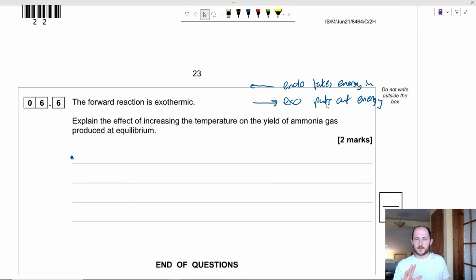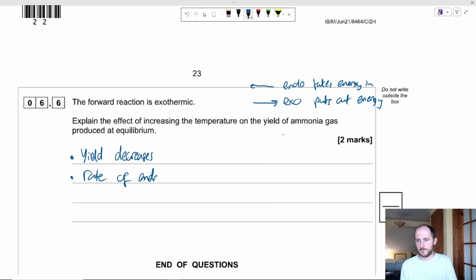So I hope that makes a bit of sense. So the breakdown of ammonia gas will speed up, which means the yield will decrease because you have less gas. It's breaking down faster. I hope that makes sense. So the yield decreases because the rate of the endothermic reaction increases. I'm hoping that makes some amount of sense. I hope I've explained it in maybe a slightly different way which you find useful or helpful.